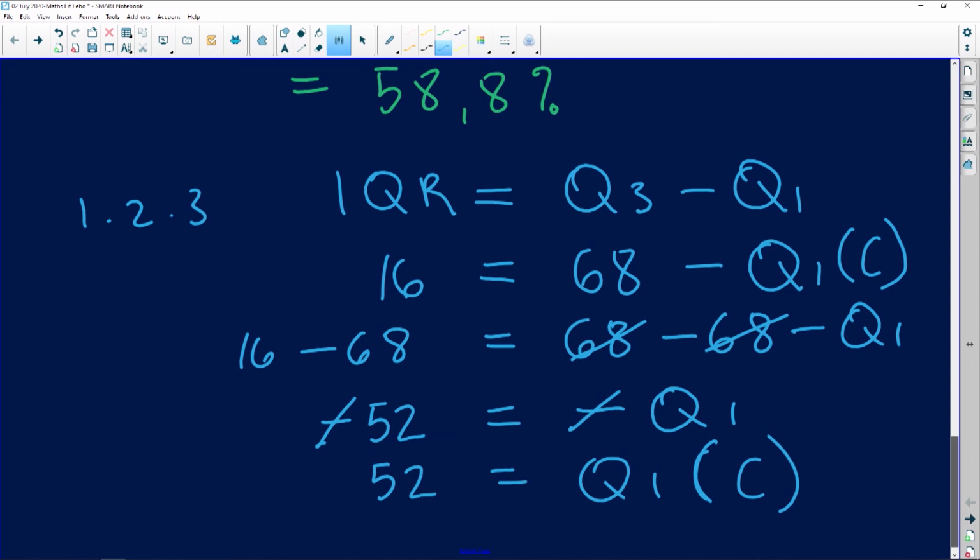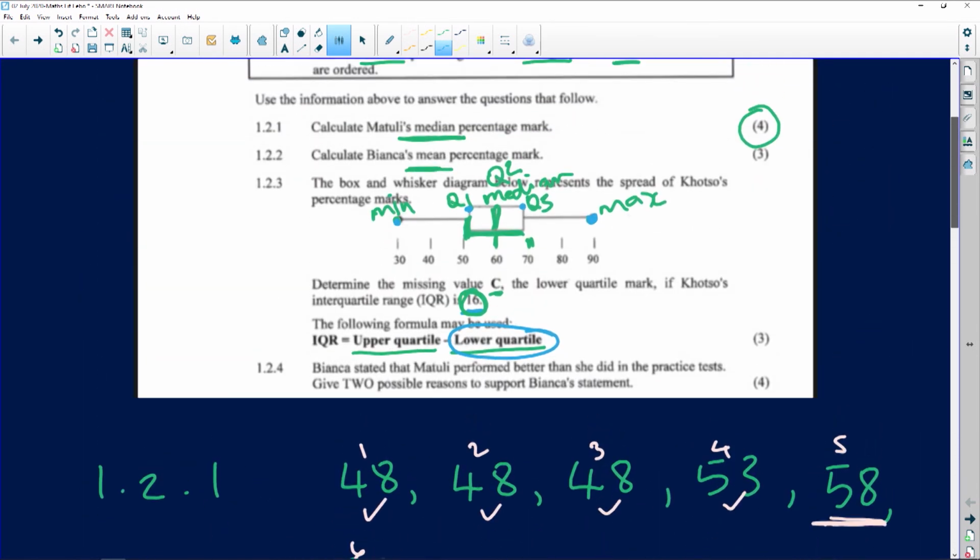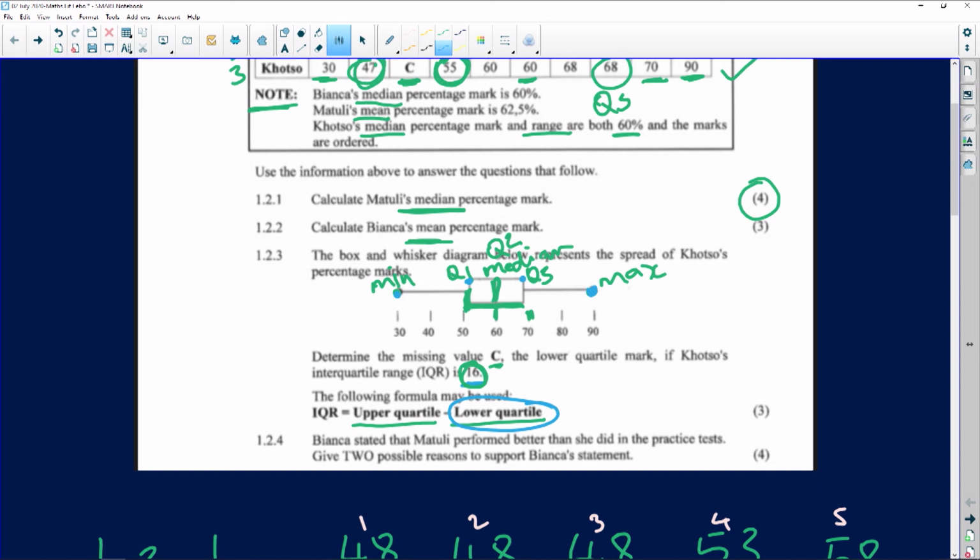It always needs to make sense. Let's go up and see if Q1 can be C. I said it's 52. Can it be 52? It's over there somewhere, so it can be 52. C can be 52. I'm walking out with all three of my marks.